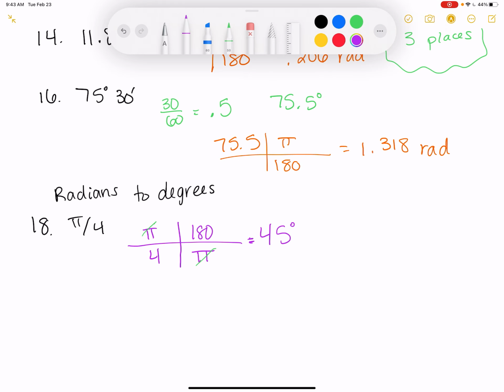Okay, now, if you happen to remember the unit circle, our best friend, you would remember that pi over 4 is 45 degrees without having to do any work.